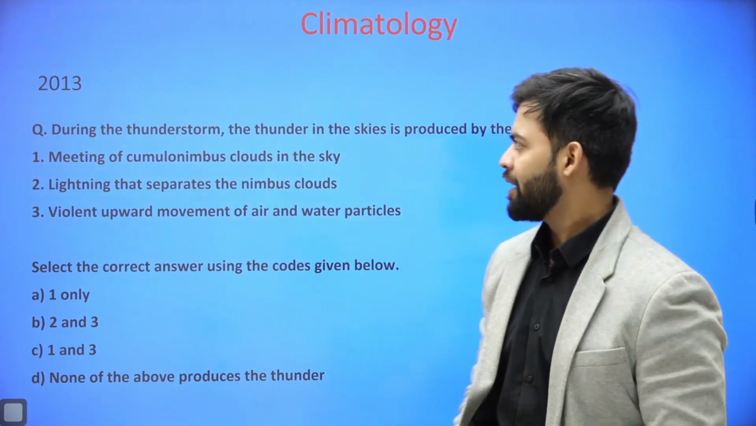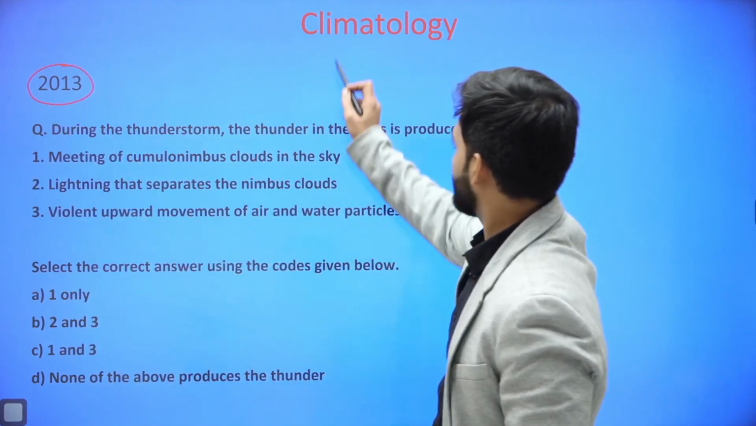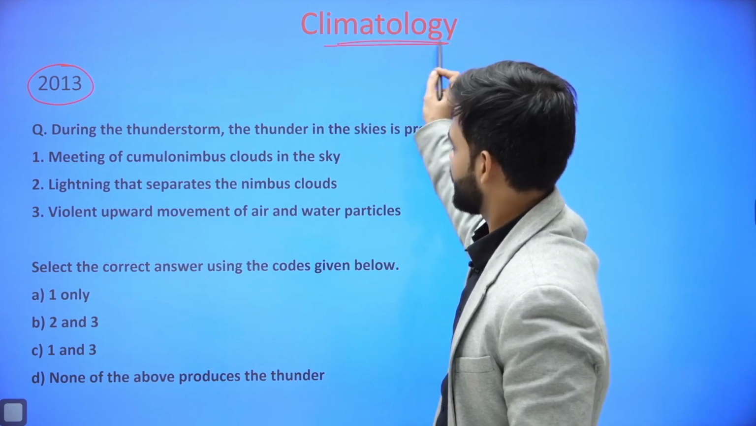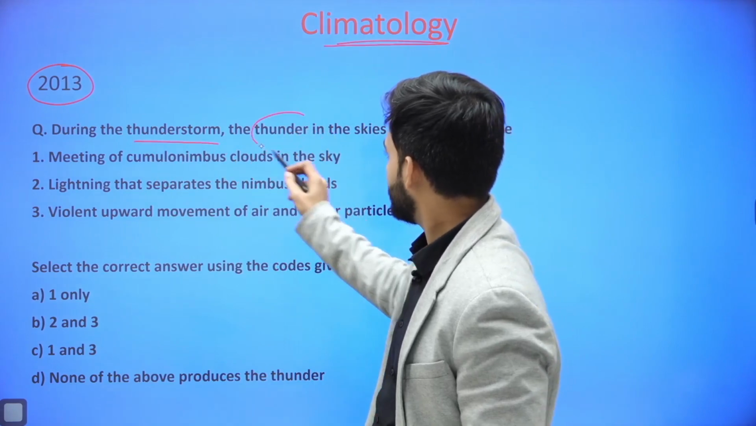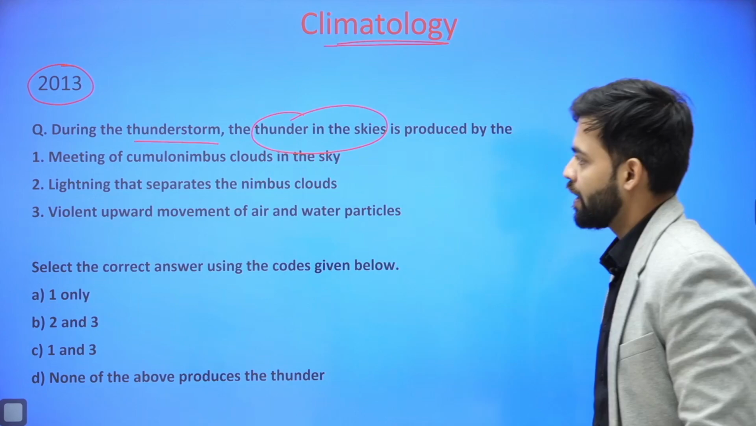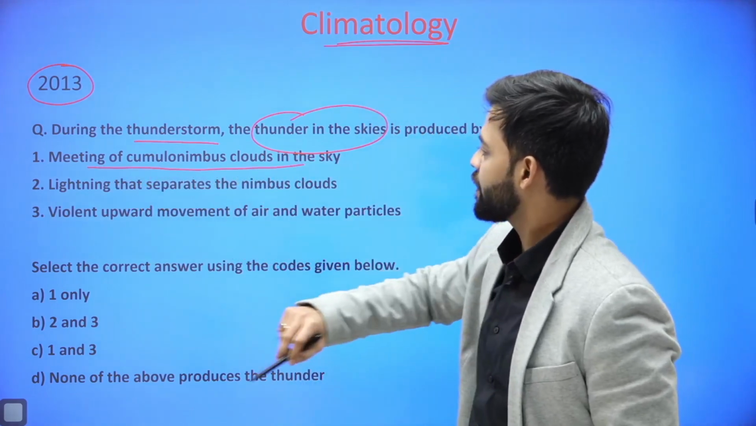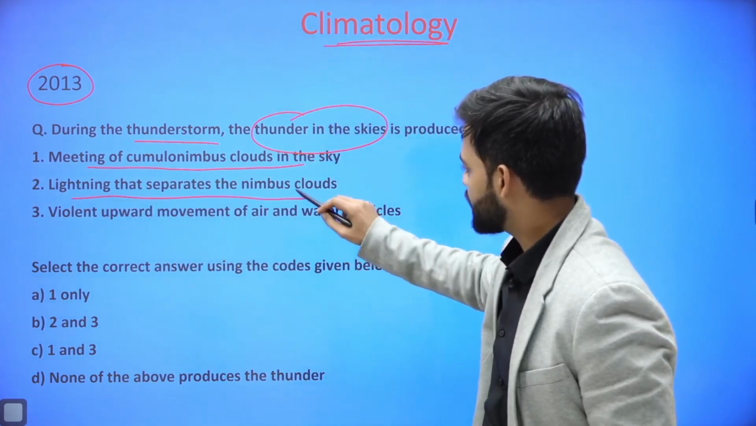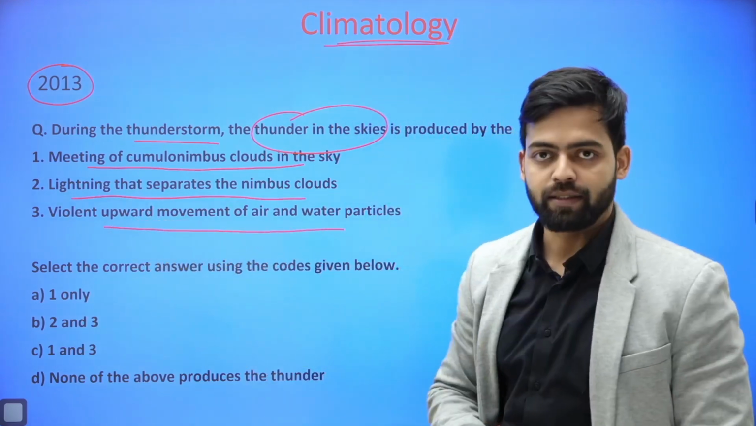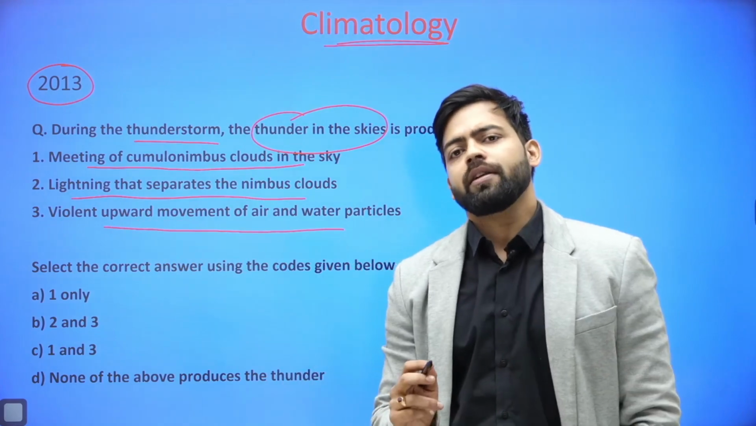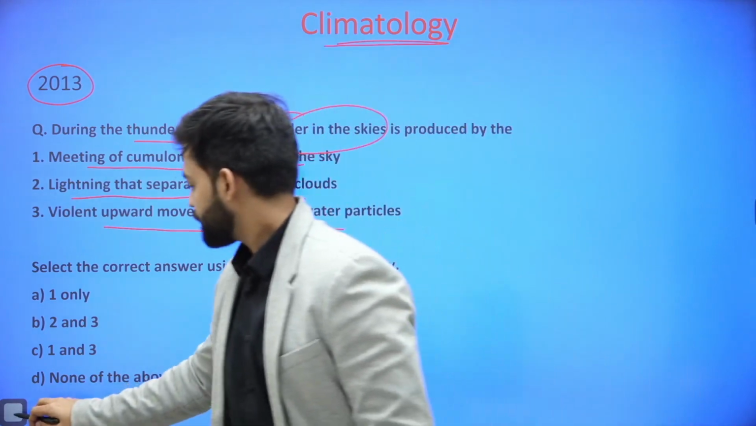Hello and welcome. Let's discuss this question that came in the year 2013 and is related to the topic of climatology. The question is, during the thunderstorm, the thunder in the skies is produced by, first statement is meeting of cumulonimbus clouds in the sky, lightning that separates the nimbus clouds, violent upward movement of air and water particles. To understand this question, let's see different types of clouds and how thunderstorm is generated.